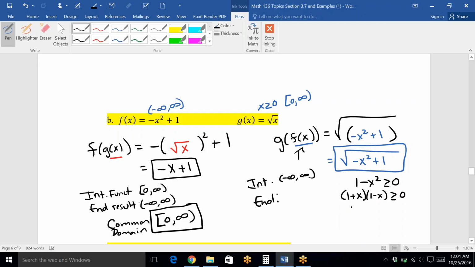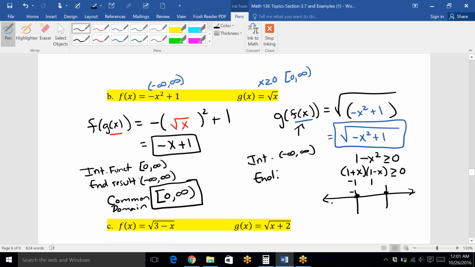And remember, that gives us two critical values. This one will give us -1, and this one, if you solve it, would give you +1. And then we have to do a chart: -1, +1, closed circles on both because of the equal to sign. We pick a test value on each side of those numbers and plug it into 1 plus x and 1 minus x.